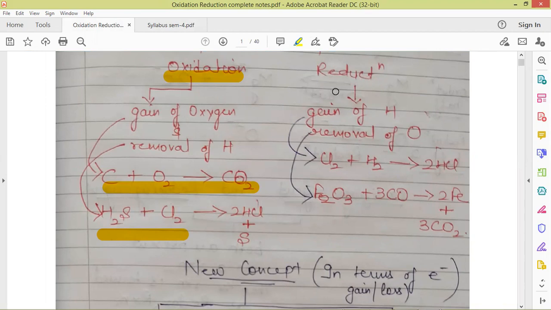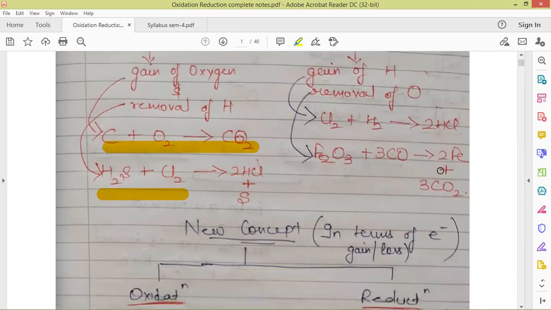Next thing is reduction. Reduction is just the opposite of oxidation. Where it was gain of oxygen, here it is gain of hydrogen, and where it was removal of hydrogen, here it is removal of oxygen. So here let's have an example. Here chlorine is reacting with hydrogen gas and getting converted to HCl. So here chlorine is gaining hydrogen. That means reduction is taking place. And here Fe2O3 is undergoing removal of oxygen and transferring its oxygen to the carbon monoxide gas and getting converted to CO2, that is carbon dioxide.